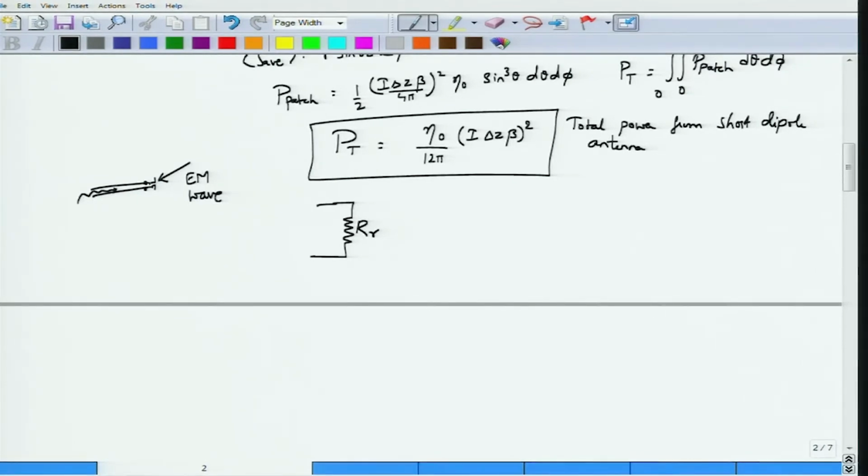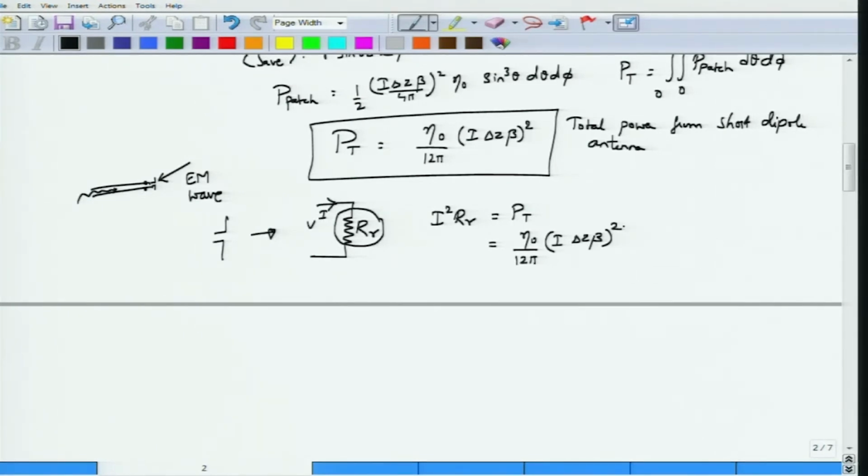Therefore, the circuit model for an antenna would be something like a resistor, with some current and a voltage, so that the power is actually being dissipated by this resistor. What would be the power dissipated by the resistor? It would be the current squared times the radiation resistance. This must be equal to the total power radiated by the antenna, which means that this must be equal to eta 0 by 12 pi, I delta z beta, whole square.